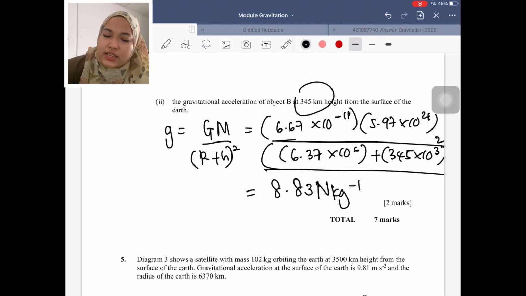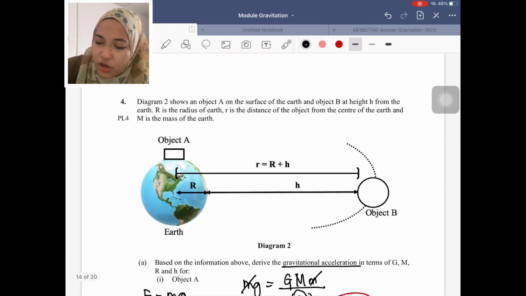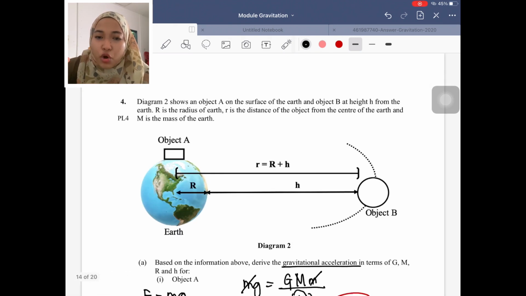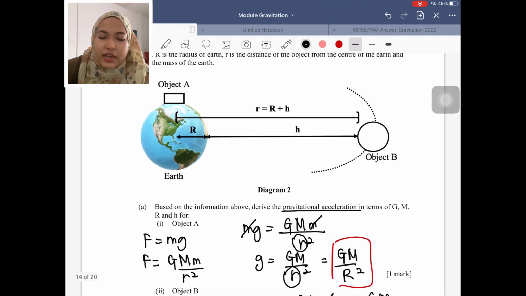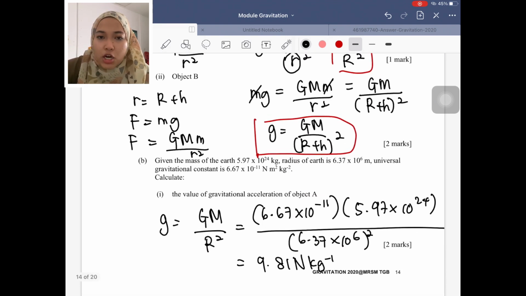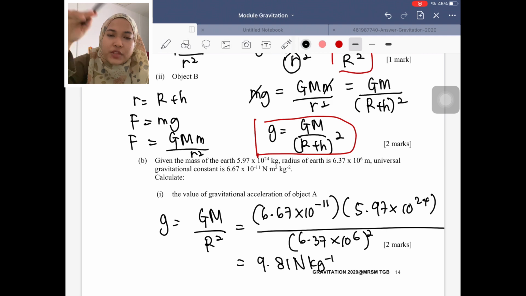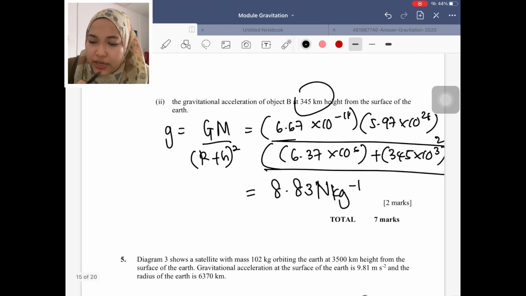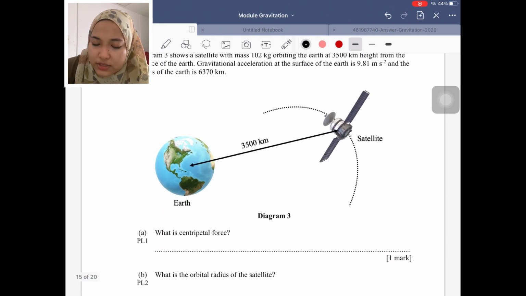So the satellite, object B, is orbiting around the earth at gravitational acceleration of 8.83 Newton per kilogram, which is smaller than the gravitational acceleration of object A, which is stated on the surface of the earth. Okay, so makin jauh the object from the earth, the gravitational acceleration pun akan decrease. Alright, so next kita tengok.